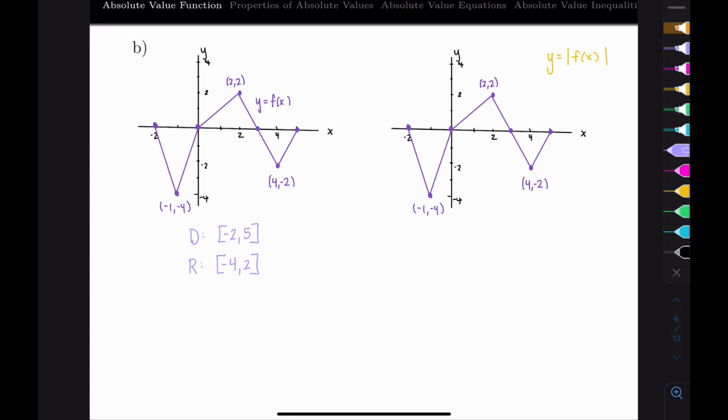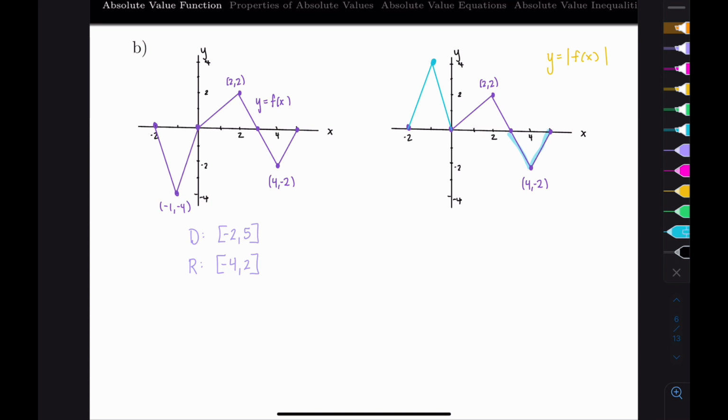Now when I go to graph this in absolute value, these two pieces that fall below the x-axis have to flip up and become positive. So now, instead of going through negative 1, negative 4, we're going to go through negative 1, positive 4. And then we still keep that same triangular shape. So this bottom piece is no longer here when I graph in an absolute value.